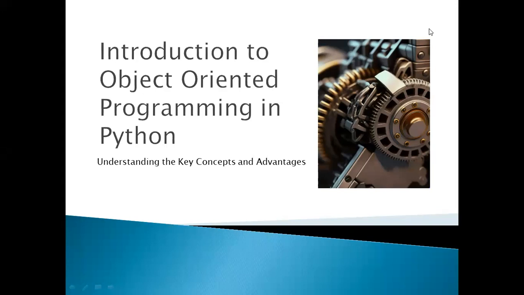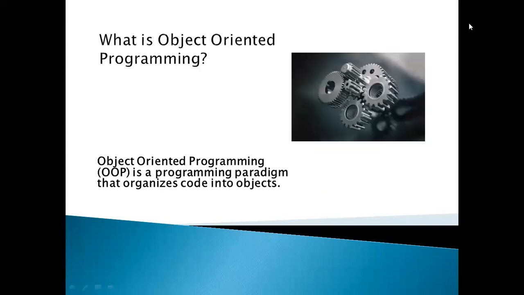Today's chapter is about object-oriented programming in Python. What is object-oriented programming? Object-oriented programming is a programming paradigm that organizes code into objects. Each object is an instance of a class and has its own set of attributes and behaviors.